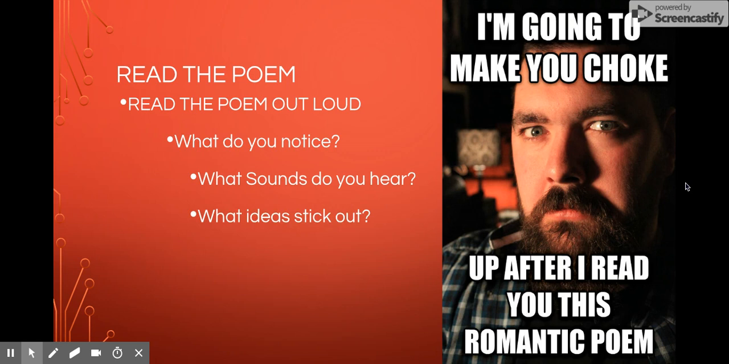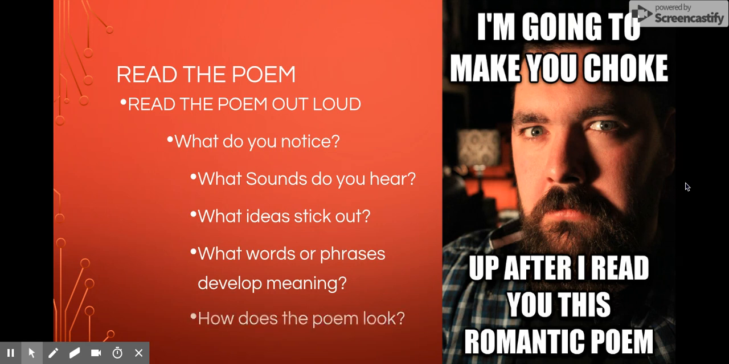What sounds do you hear? What ideas stick out to you? And what words or phrases help develop meaning over the course of the text? Last but not least, how does the poem look?